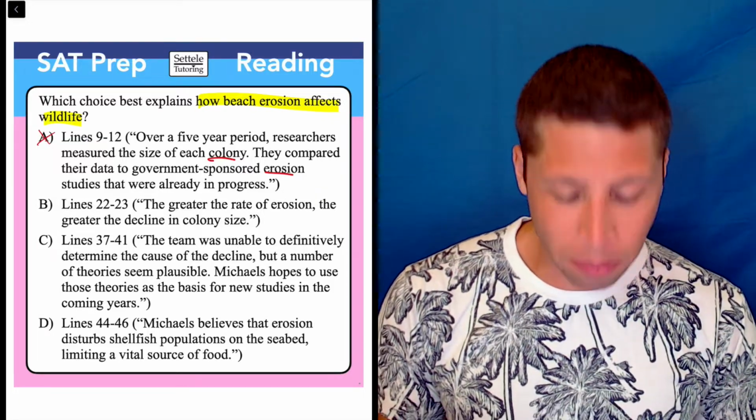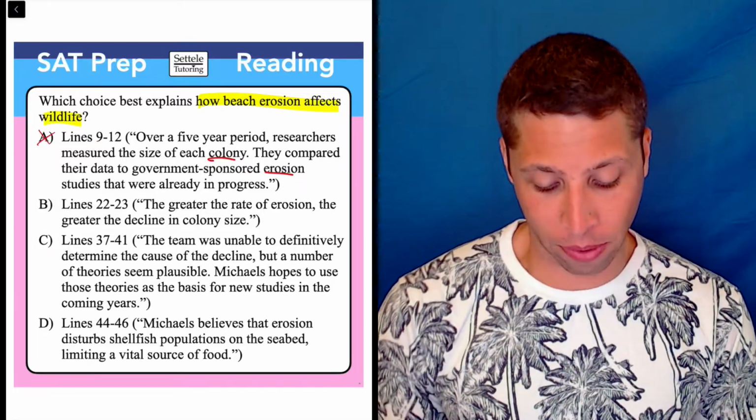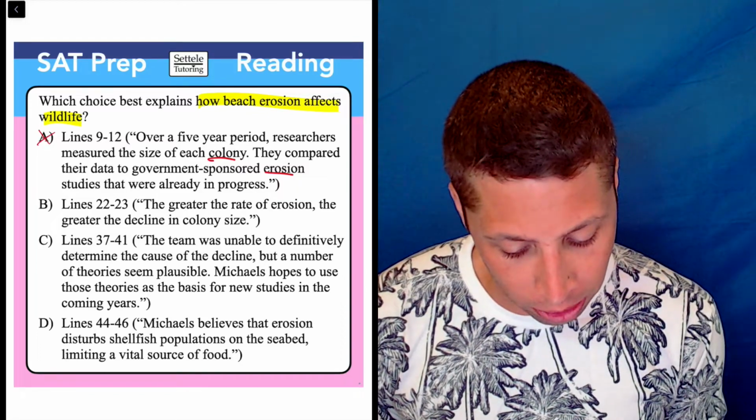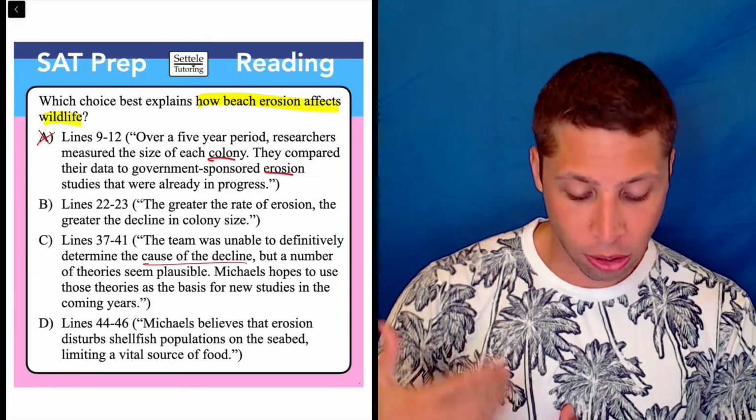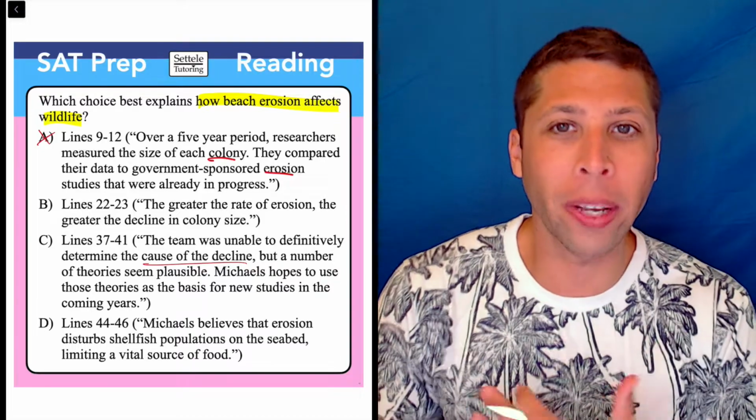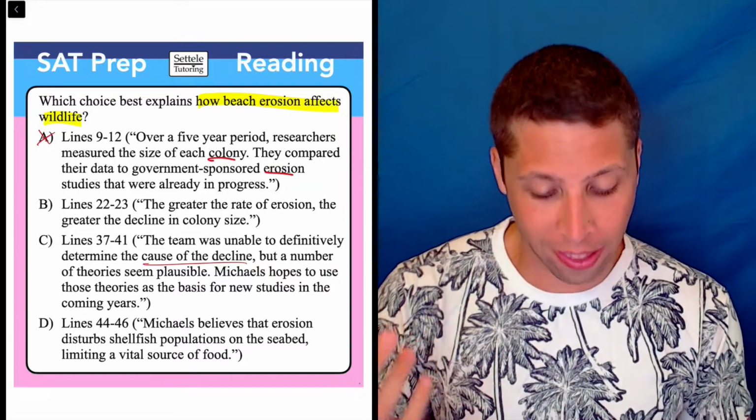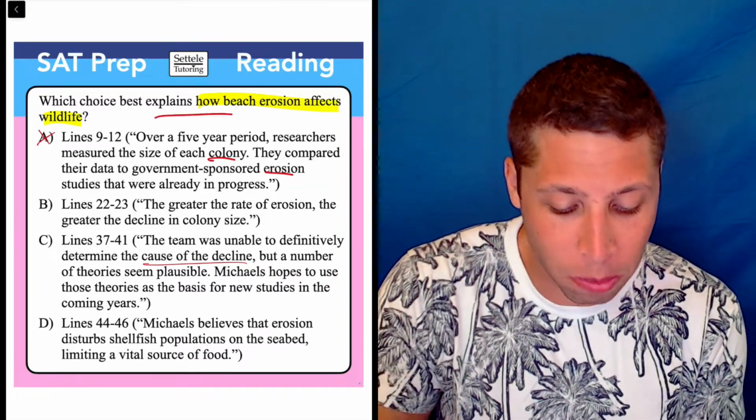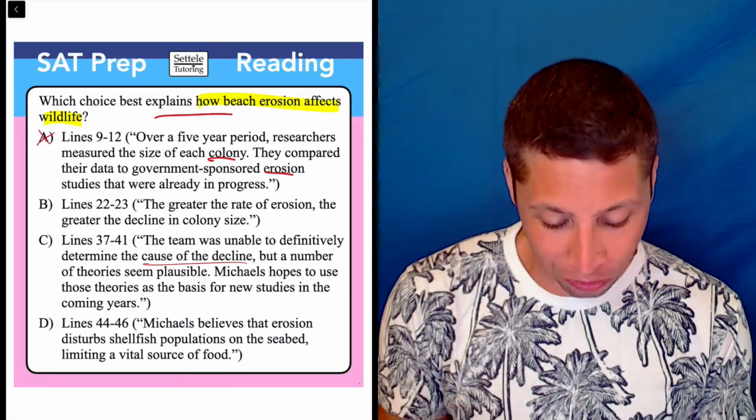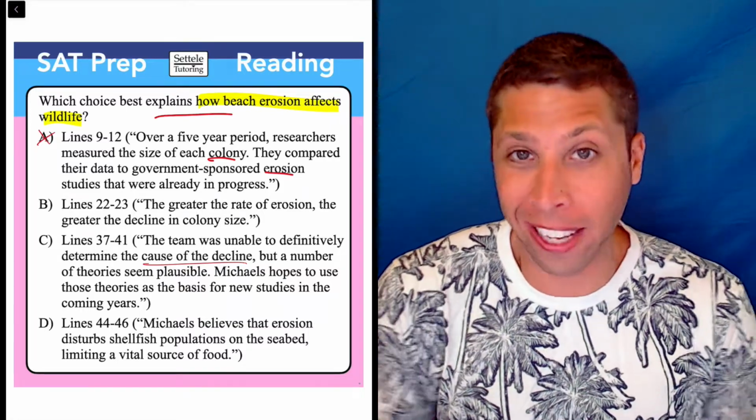Then choice C similarly kind of seems to actually say the opposite, right? The team was unable to definitively determine the cause of the decline. So there's a decline, but they're kind of going out of their way to say we don't know what's going on. And the question is telling us we need to explain how this happens. So phrases like we don't know are not going to be good here.